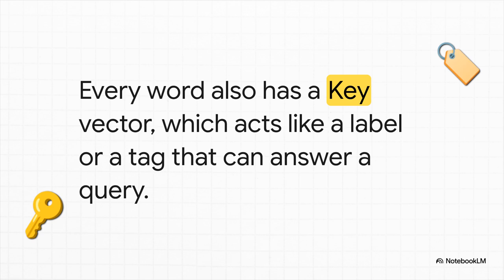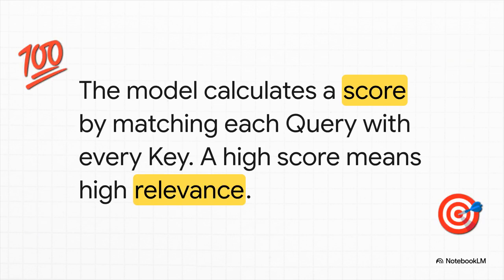This info is packed into their key vectors. You can think of these keys like little name tags or labels. The model then compares the query from creature with the keys from words like fluffy and blue. The model then does some quick math to see how well the query from creature matches the keys from every other word.